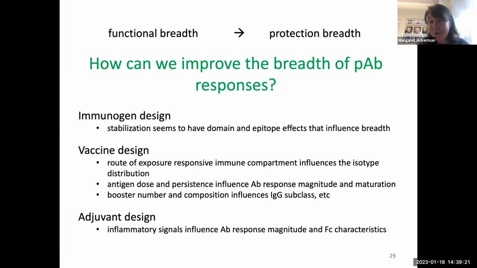But there's no magic recipe. So I think this is still an area of active investigation. You know, what can be done if we know the types of antibodies that are associated with the best protection? How do we induce the immune system to express a response with those precise characteristics?